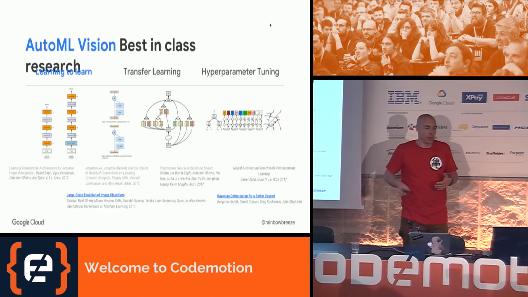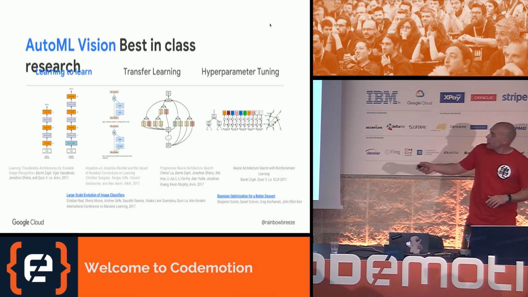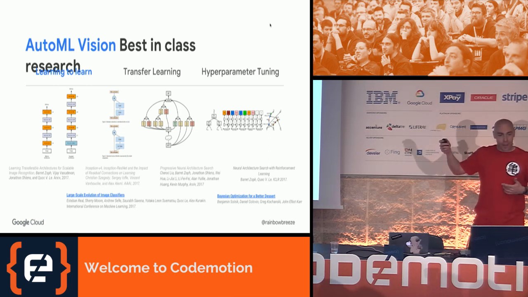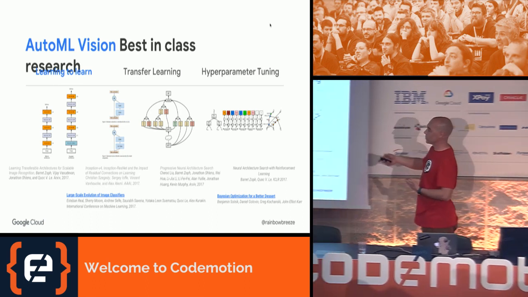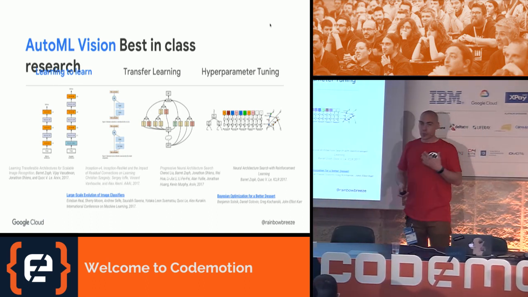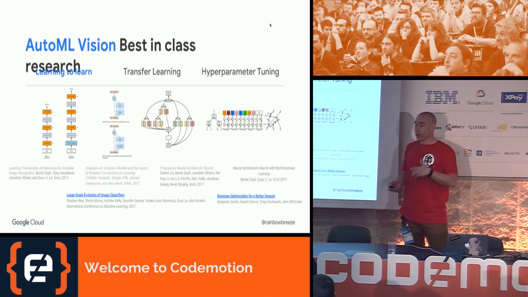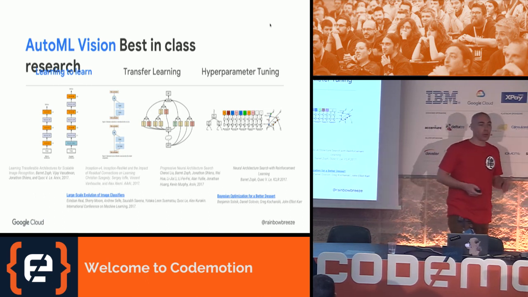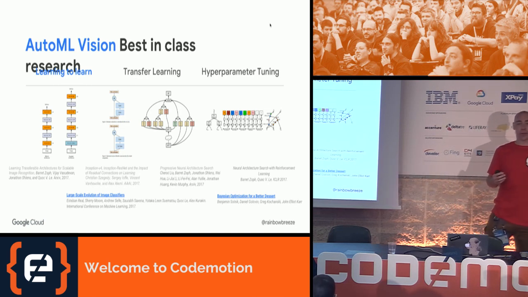AutoML Vision is based on a lot of papers. It's not something easy, and here is just a subset of the many things that were required to create AutoML. And in order to test how good this model is, especially for image recognition, if you know a little bit of machine learning, you know ImageNet.